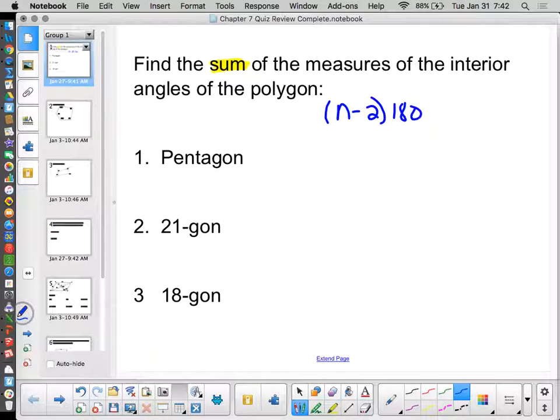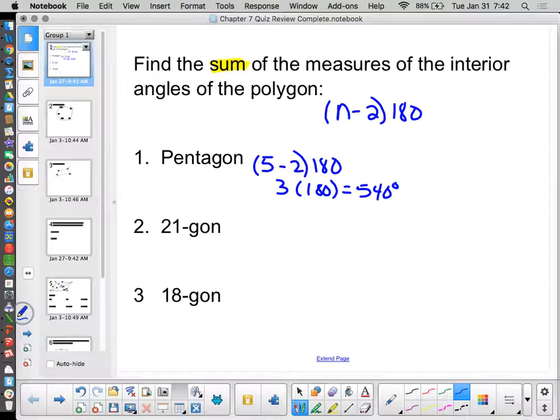So a pentagon, well, in order to do that, I'm going to have to know how many sides are in a pentagon. How many are in a pentagon? 5. Pent, 5. Okay, so the number of sides is 5 minus 2 times 180. 5 minus 2 is 3 times 180, which is 540.